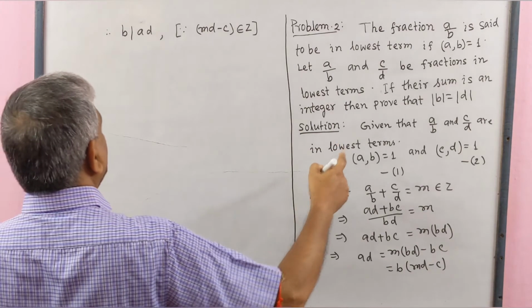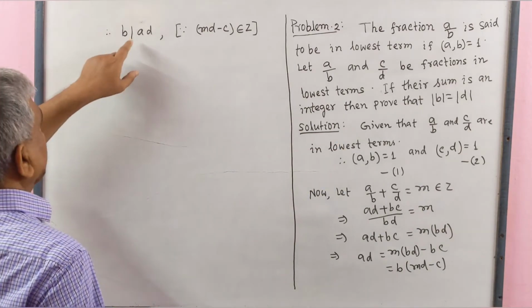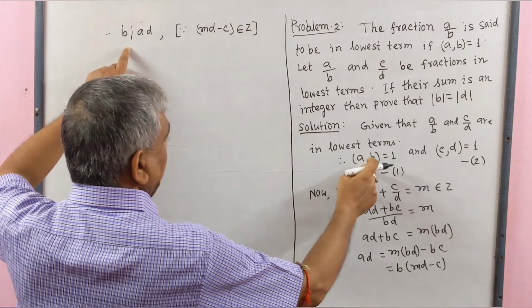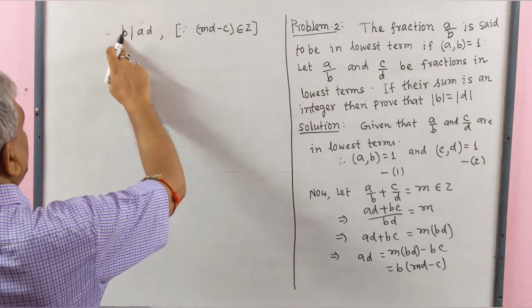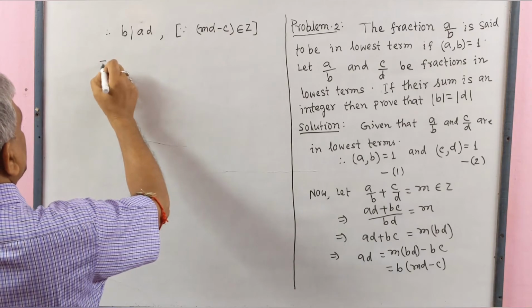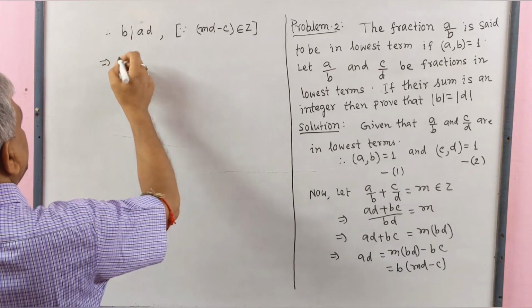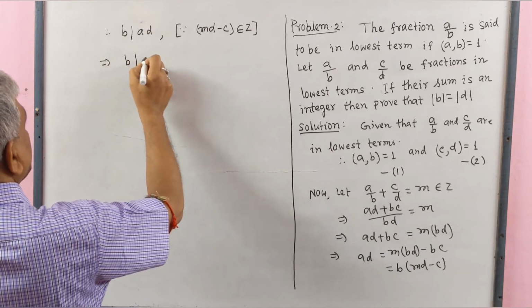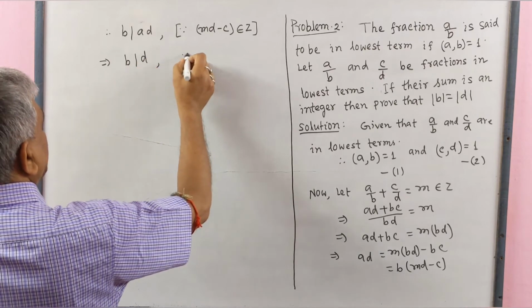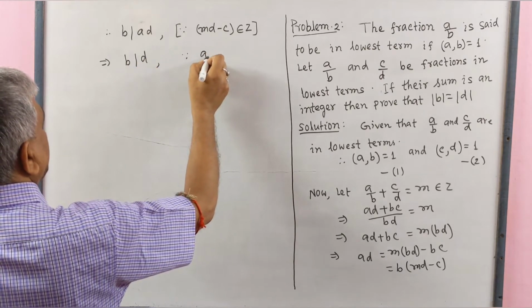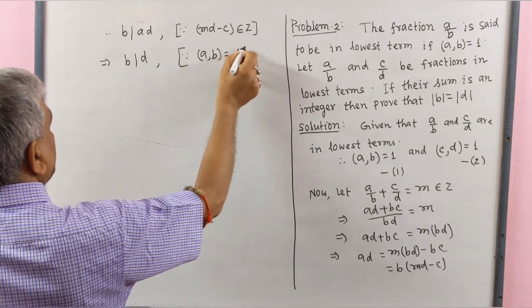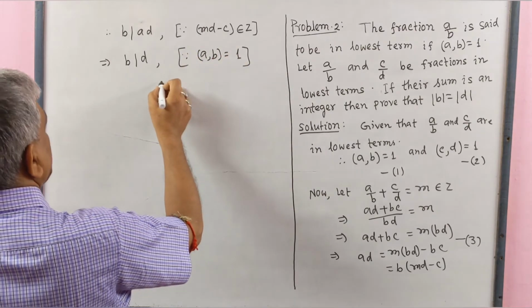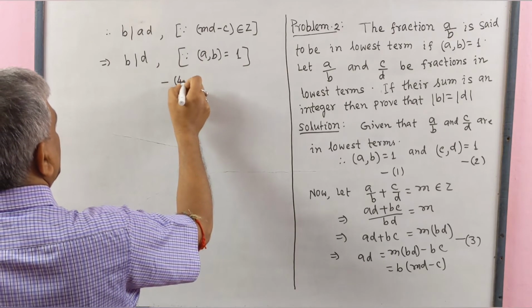Here we see that GCD of a and b is 1. Therefore, from this we get that b divides d, since GCD of a and b equal to 1. This is number 4.